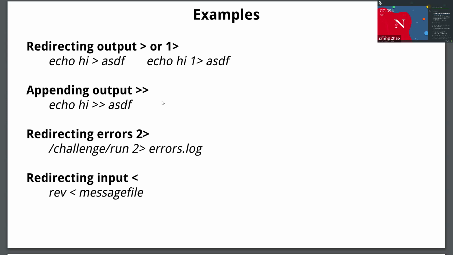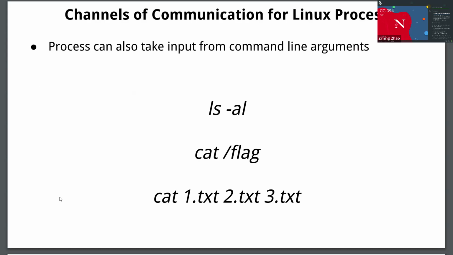If you want to append some output, you just use two greater signs. If you want to redirect something from std error, which otherwise will be printed out to the terminal, you just do 2 greater, because that is the file descriptor for std error. You can redirect to a file. If you want to redirect the input, you can use the less than sign. You can have a message file, then redirect the input to the rev command, the reverse command. You can do something like that. So we're going to use some of this in the class.